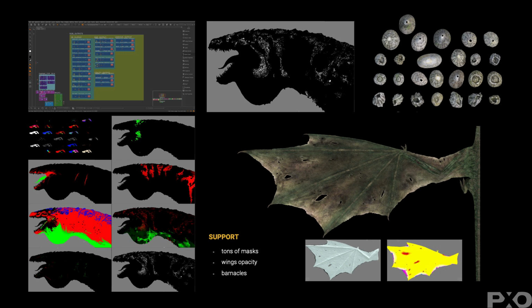In this case, you also need to remember to work with RGB masks. RGB masks mean that you can pack three different masks, for example, into one texture, one per channel.